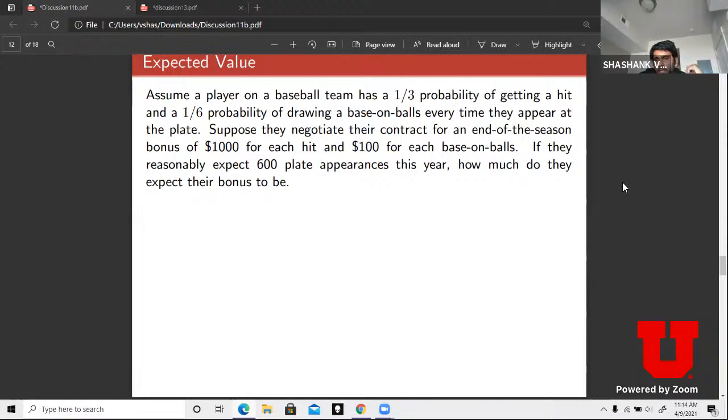Oh, so every bat. But I guess in this problem, since we're only considering the probabilities of an event happening or not happening, I really don't think it matters that much. But basically, for every plate appearance, either you get a hit or you draw a base on balls. So does anyone have any ideas?